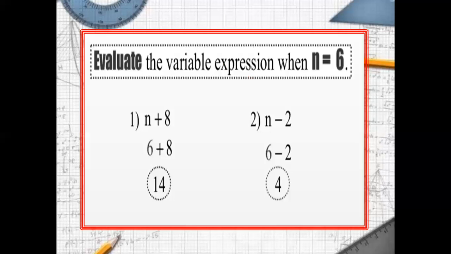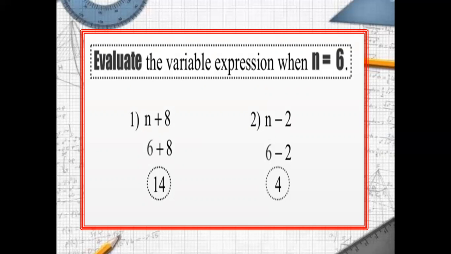Then let's quickly see some examples of how we can evaluate the expression. So this is an expression given to you. Now in this video, you'll only be seeing how to evaluate when variables are given. You have to replace the variables with the value which they gave you. Okay, for example, here: evaluate the variable expression when n equals 6. So n equals 6 means wherever there is n, the number 6 will take the place of n.